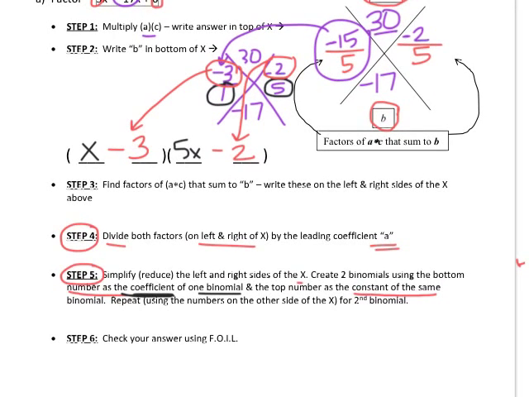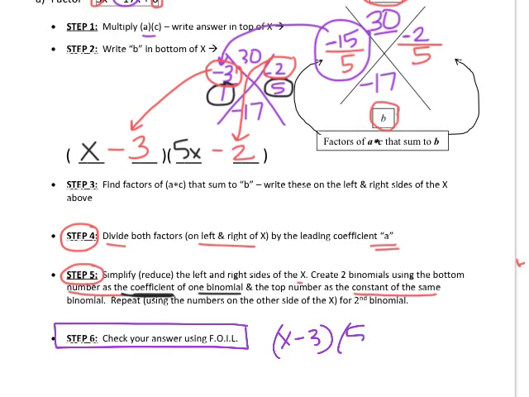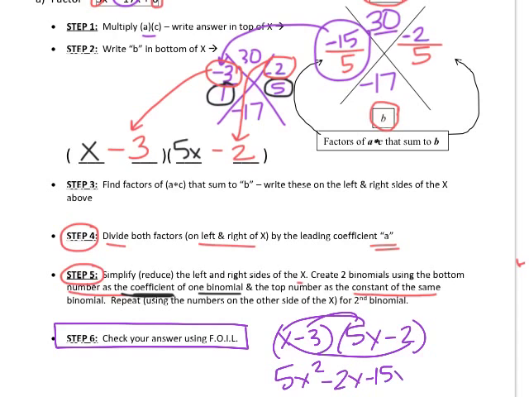Now, the way that I would be able to check to see if my answer is correct is to use the FOIL method, as it says in step 6. Okay, so I'm going to try that right now. X minus 3 times 5x minus 2. Now if I do the first, I'm going to get 5x squared. My outside is going to be negative 2x. My inside is negative 15x. And my last, which is the negative 3 and the negative 2, ends up being positive 6.